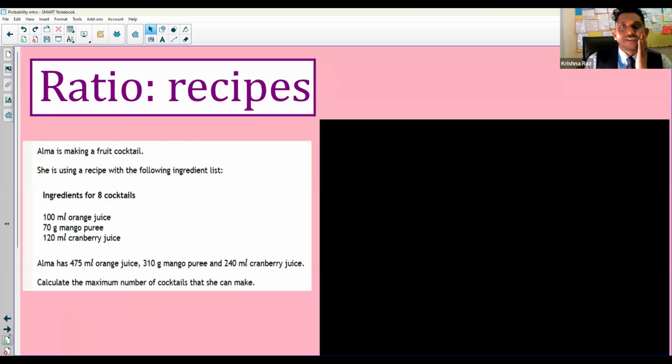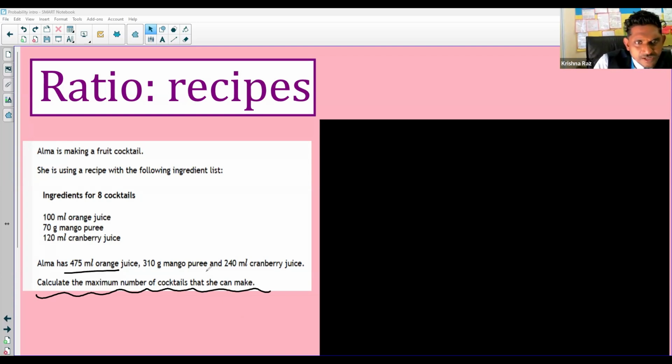Now, I encourage you to pause the video and read this question. Welcome back. So this time, the difference is we're finding the maximum number. So what dictates the maximum amount of cocktails that we can make? Well, it is the ingredient that runs out first. So we need to divide all these ratios with their equivalent.